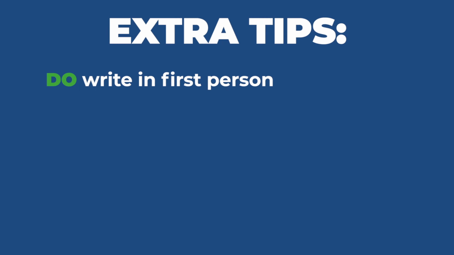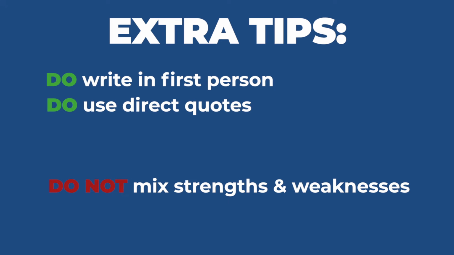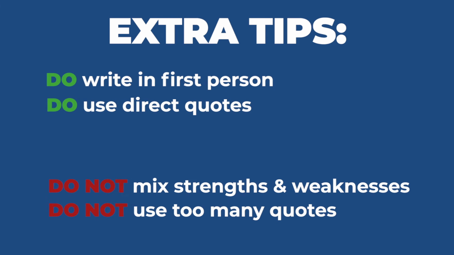You should write about strengths and weaknesses in the first person. Also, use direct quotes to back up your research. Do not confuse the reader about what is a strength and what is a weakness. Separate them in your review. Do not use too many quotes to the point that it's no longer your own words.